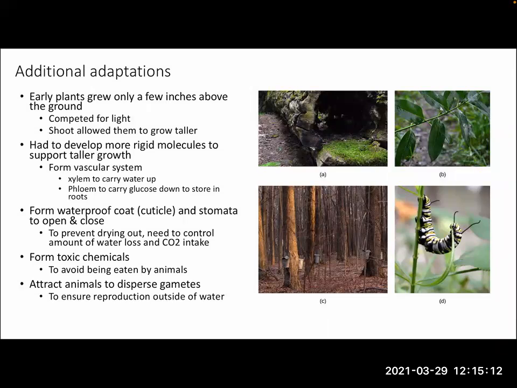But growing taller means that they have to generate rigid molecules to support that tall growth. So they form what's known as a vascular system. And this vascular system allows water to go up through the xylem and phloem to carry glucose down into the roots. Water will be carried up to the leaves where it will be used for photosynthesis, and then organic sugar molecules, carbohydrates, will be made. And then those carbohydrates, mainly glucose, will be carried down to the roots of the plant where it will be stored until they're needed for growth.